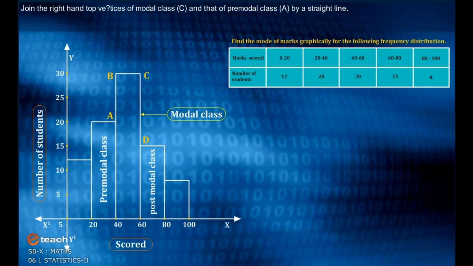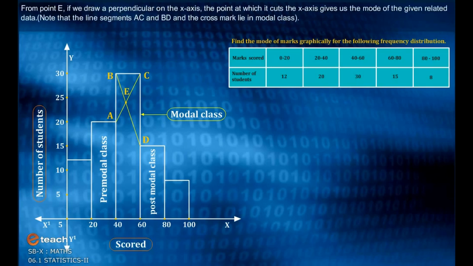Join the right-hand top vertex of the modal class, C, and that of the pre-modal class, A, by a straight line. Join the left-hand top vertex of the modal class, B, and that of the post-modal class, D, by a straight line. The two line segments AC and BD will intersect each other at point E. From point E, if we draw a perpendicular on the x-axis, the point at which it cuts the x-axis gives us the mode of the given data.